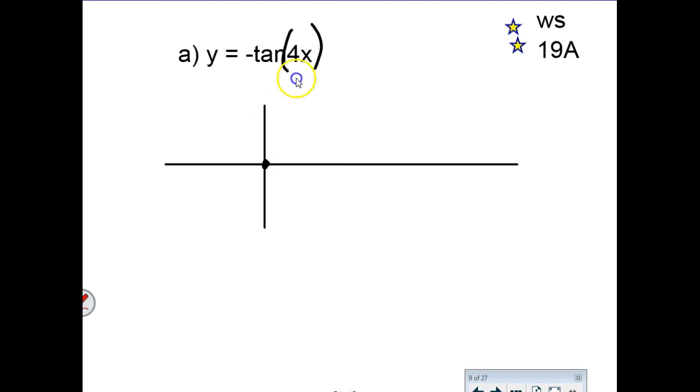There's 2 things that have happened to it, though. When I throw a negative out in front of any function, what does that do? It's a reflection. Very good. Technically over the x-axis. We'll get to that in a minute. And then a 4 inside the tangent function means that your b value is 4. That means the period length has been adjusted. So the period for tangent is normally what? Pi. But it's being divided by 4. So from beginning to end, the tangent function is a length of pi over 4.